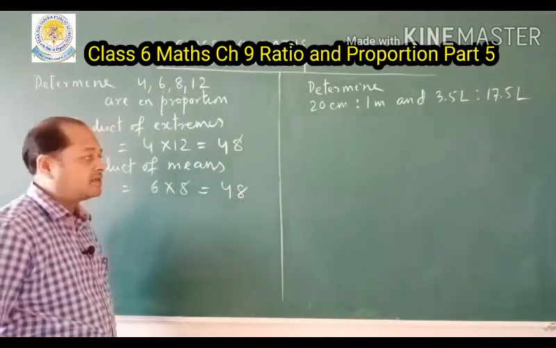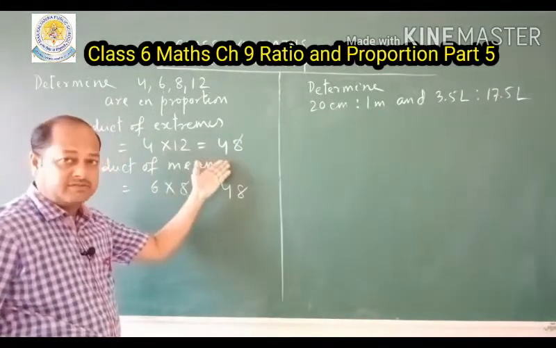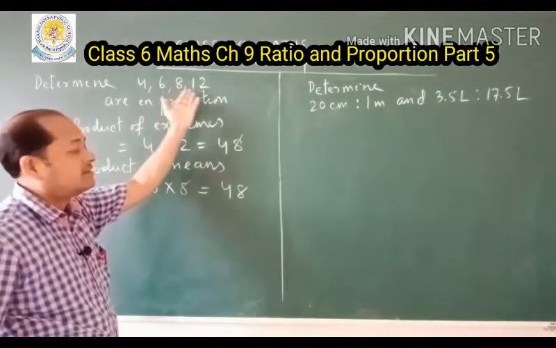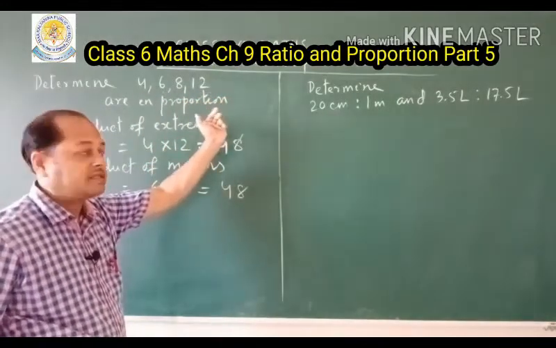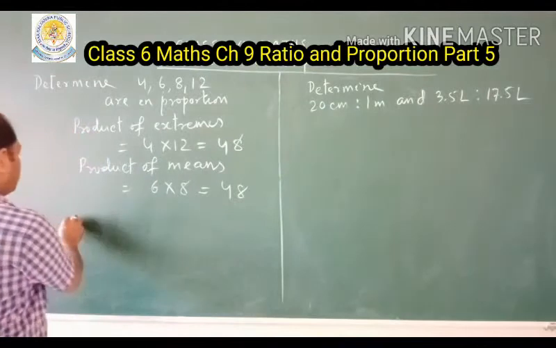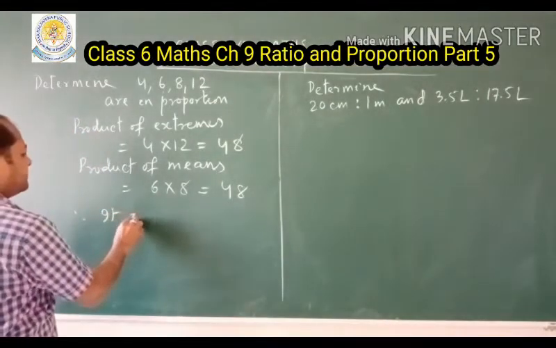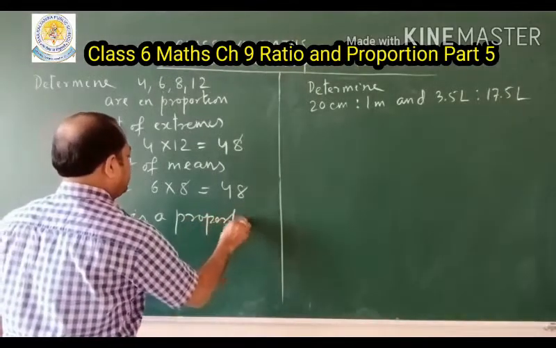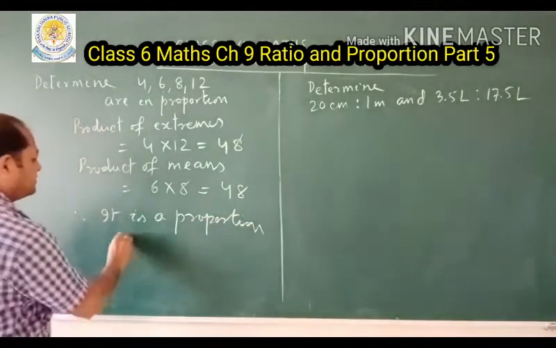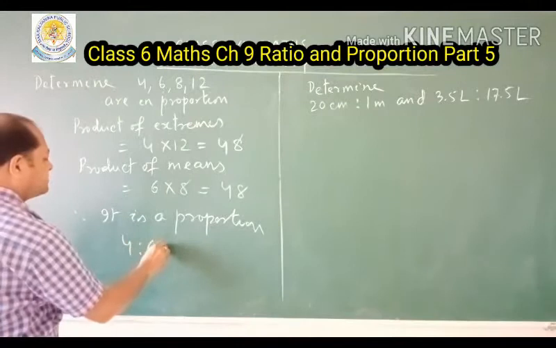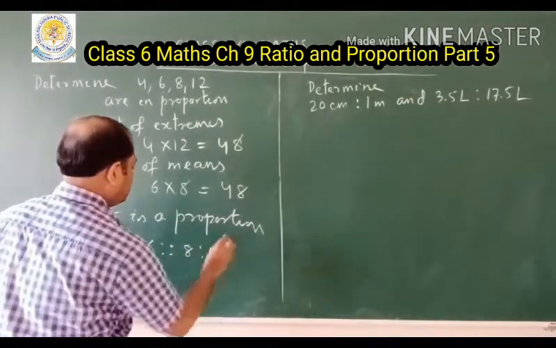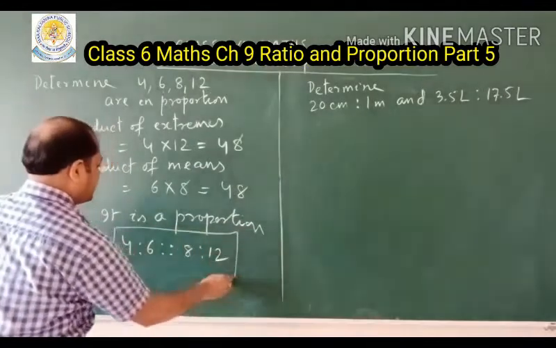So what you observe here is that the product of extremes is equal to the product of means. So we can say that this ratio is in proportion. Therefore, it is a proportion. We can write it like this: 4:6 proportion symbol 8:12, because it is a proportion, we can write like this.